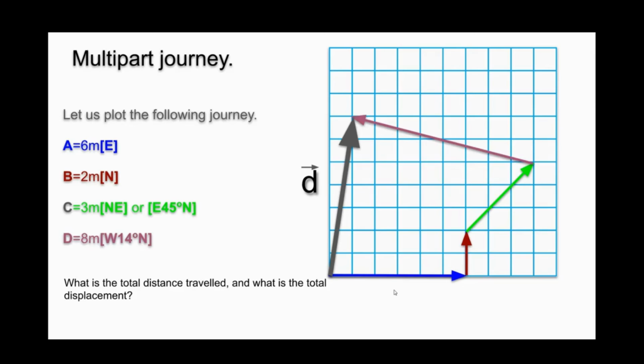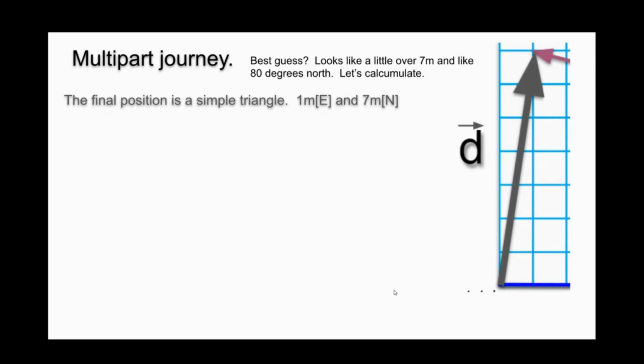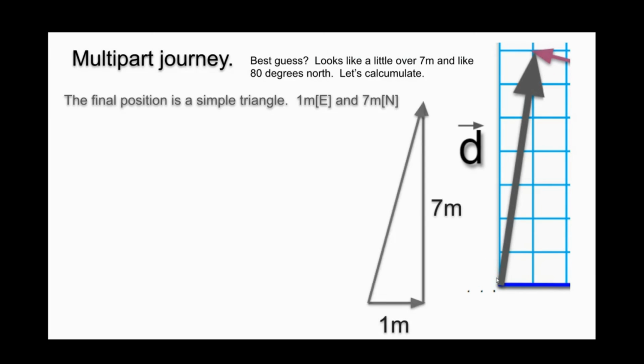How do we calculate our total displacement and our total distance? Distance is easy. Add them up. You're done. Displacement, slightly trickier. Let's zoom in on it. It's a simple triangle with base 1 and height 7. This means we're going to be very close to 7 on this. You know, it has to be larger than 7, so it's going to be like 7.1.